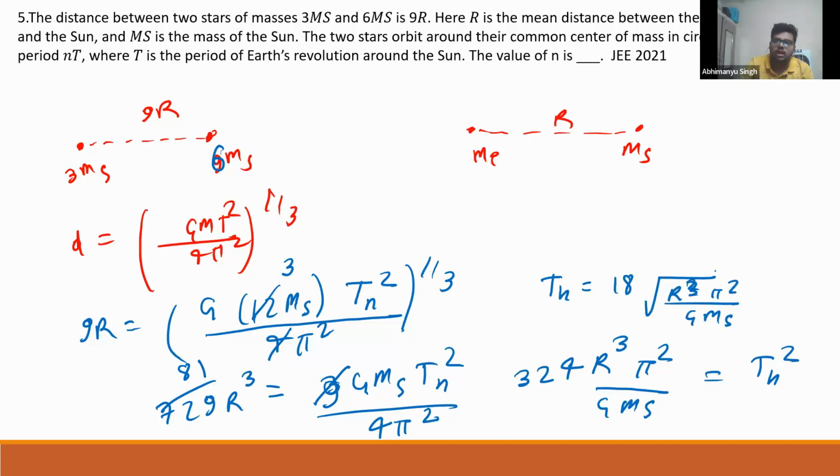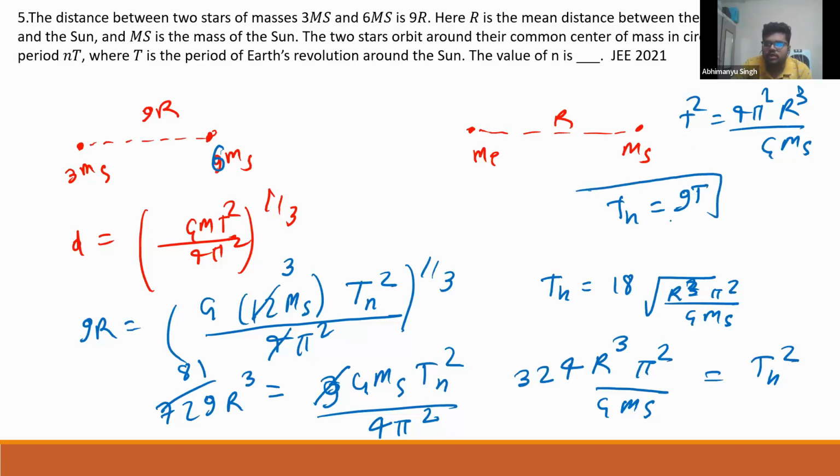In the second case, what is the time period? It is just a simple case: 4 pi square R cube by G times the mass of the Sun. This is it, so we just segregate. So we get Tn as 9 times Ti. So what does n come out to be? N came out to be 9. Simple problem.